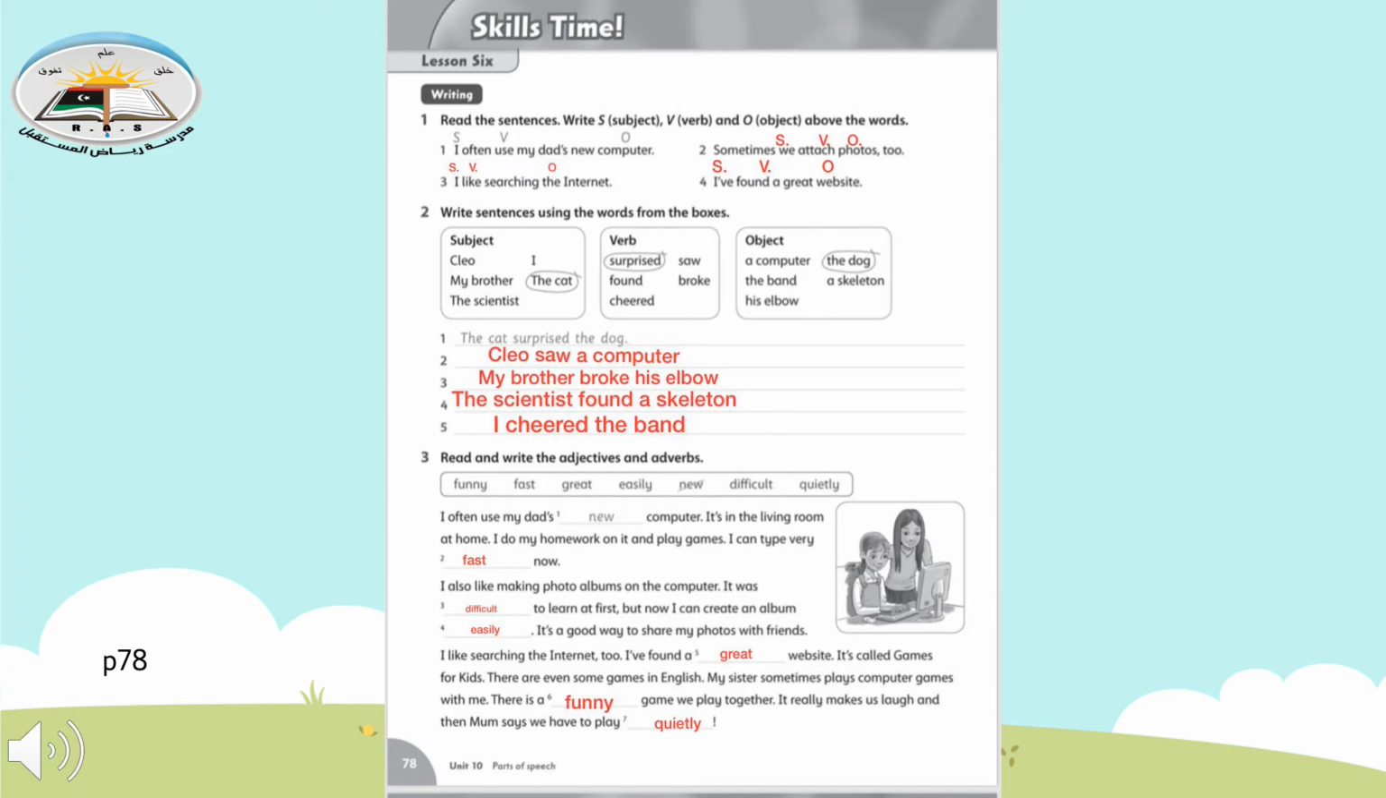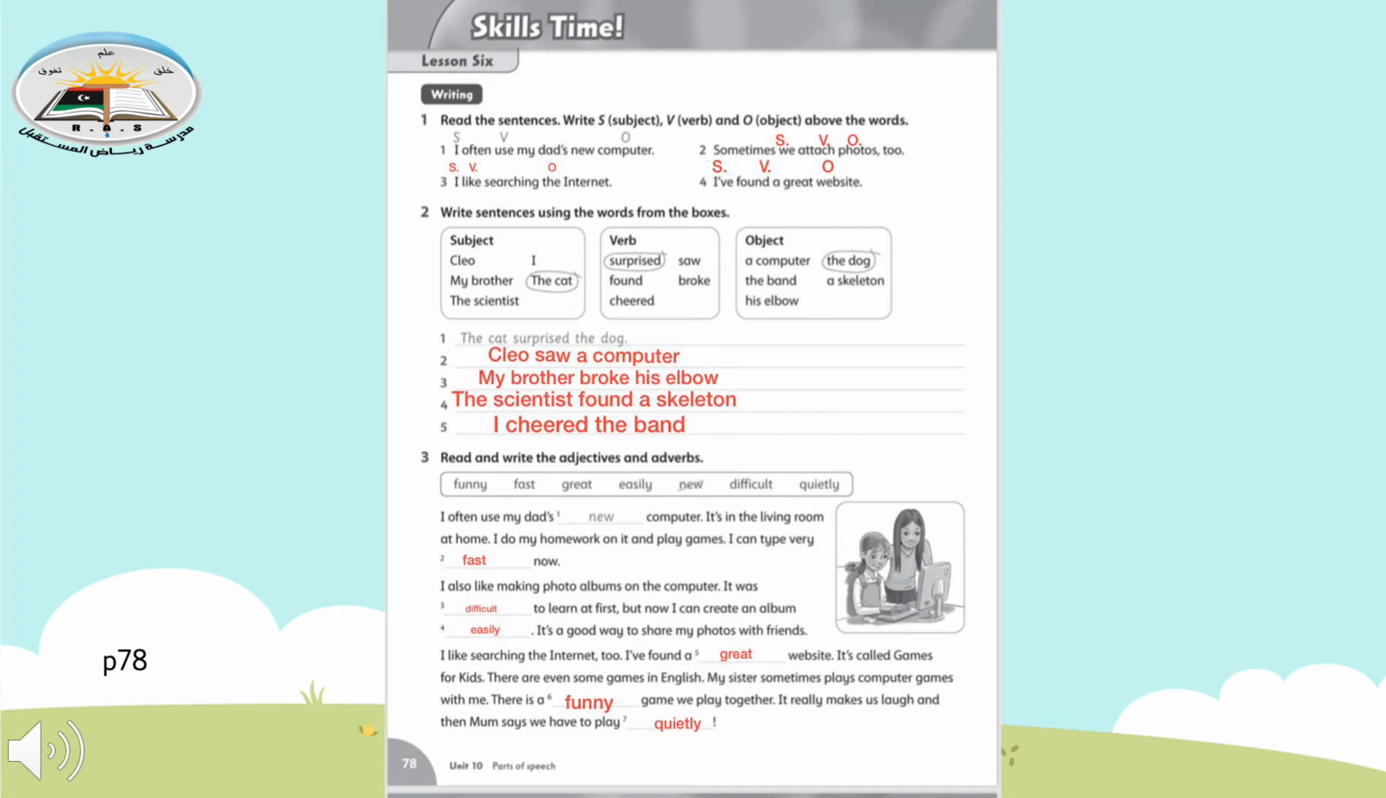And then we have number 3. I like searching the internet. Here, our subject is I. Our verb is like. Our object is internet. Number 4. I have found a great website. So, the subject here is I. The verb is found. The object is website.